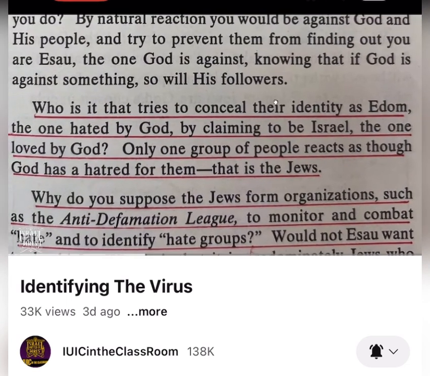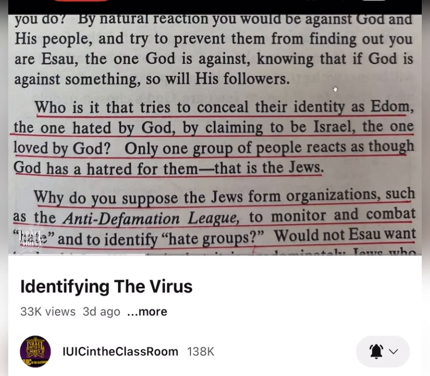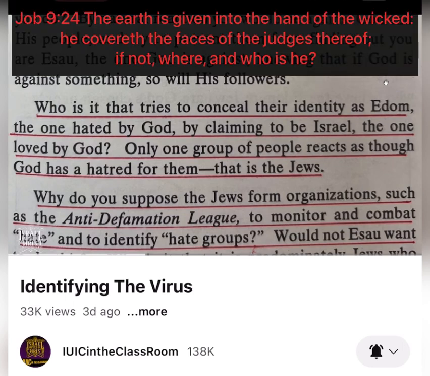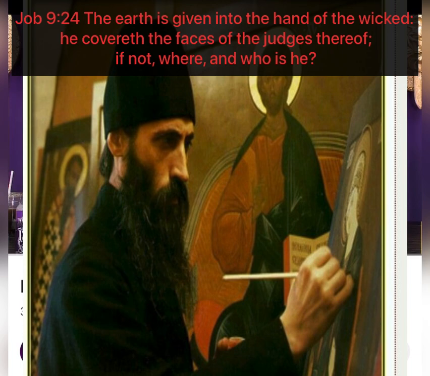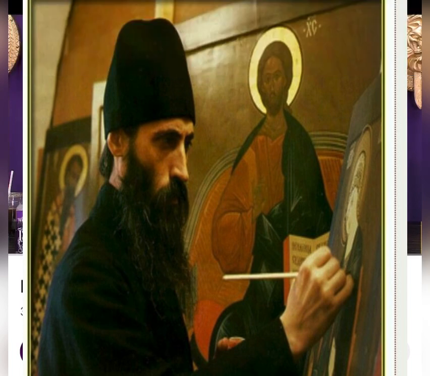Who is it that tries to conceal their identity as Edom? Stop. Job 9:24 again now. Job chapter 9 and verse 24. The earth is given into the hand of the wicked. He covereth the faces of the judges thereof. He conceals the faces of the judges thereof. He hides the faces of the judges. He tries to conceal their image. How does he try to conceal it?